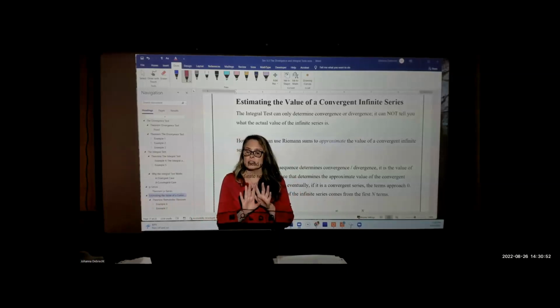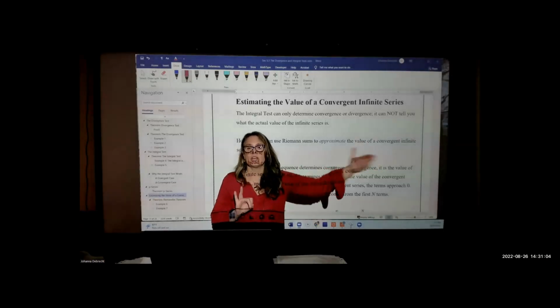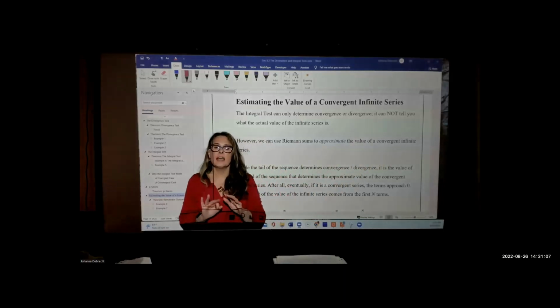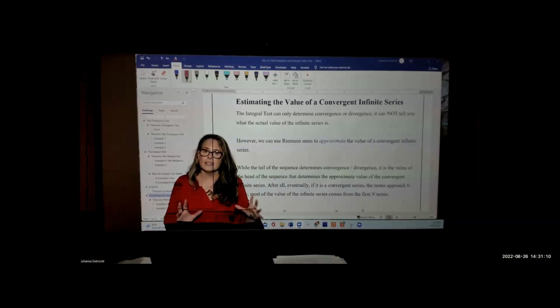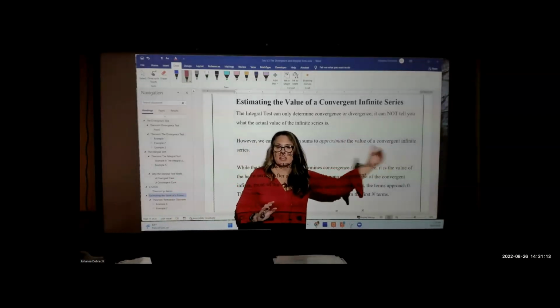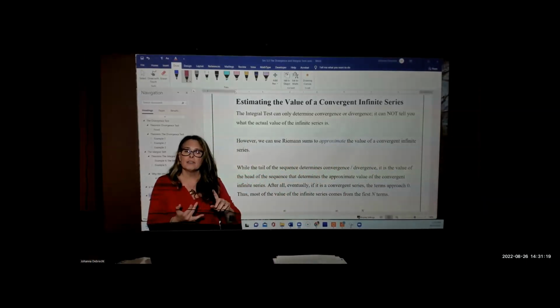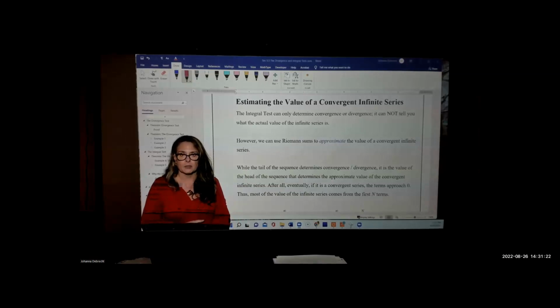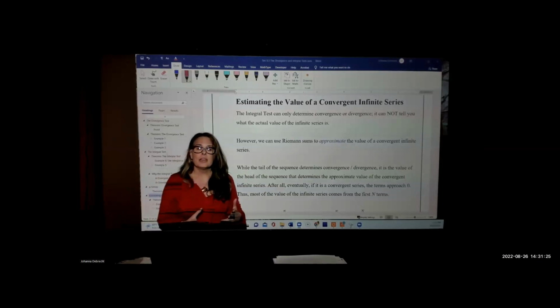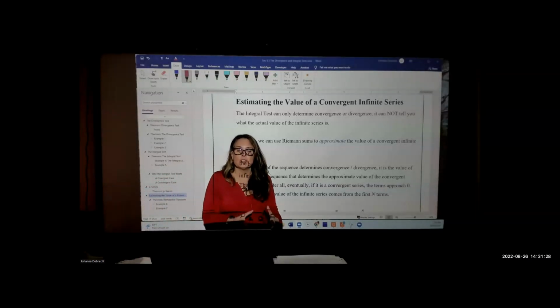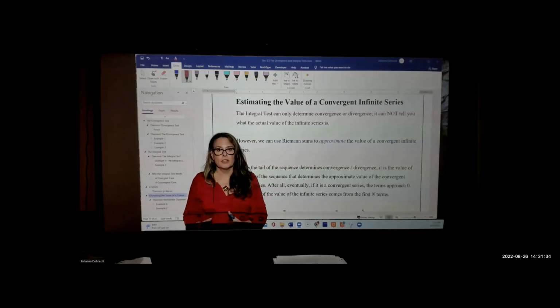But there were 3 conditions. The terms had to eventually be all positive. The function, when you took out the index n and replaced it with the variable x, had to be continuous and decreasing. Again, not necessarily at the beginning, but for the tail, for some value of uppercase N to infinity, all the terms had to be positive, continuous, and decreasing. And if that was the case, then if the improper integral converged, the series would converge. And if the improper integral diverged, the series would diverge.